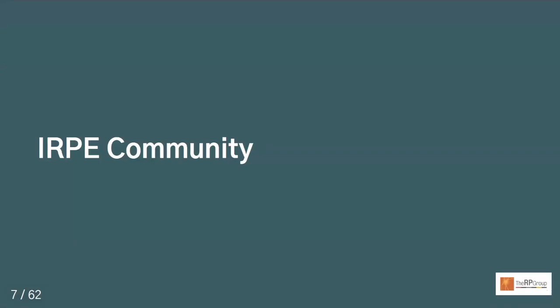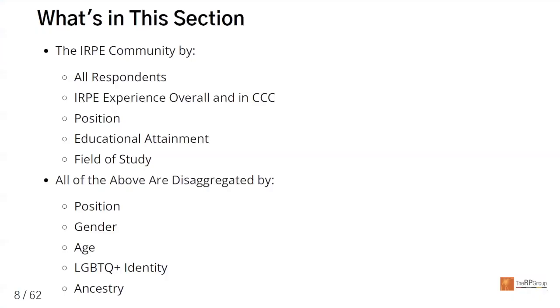All right, so let's go ahead and start with the IRPE committee. Next slide, please. All right, so what's in this section? We already did the overall response. We have the experience overall and in the system, position, educational attainment, and also field of study. And then we have the disaggregation. What you're going to see throughout these different pieces is position, gender, age, LGBTQ plus identity, and ancestry. That's going to be really key. You're going to see that breakdown and also the trends over the three different times.